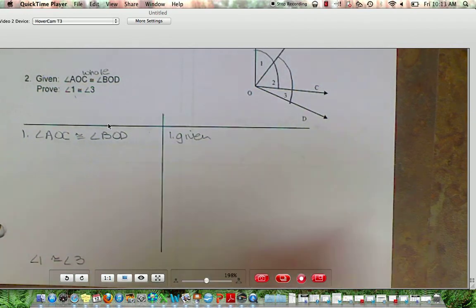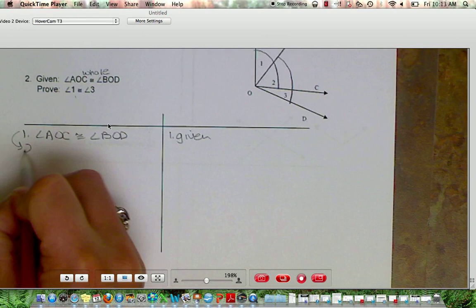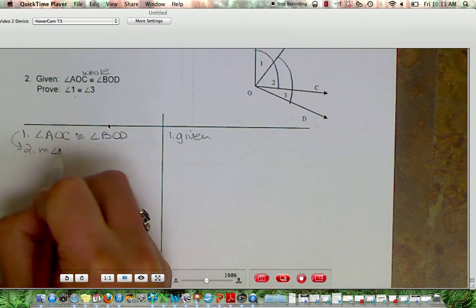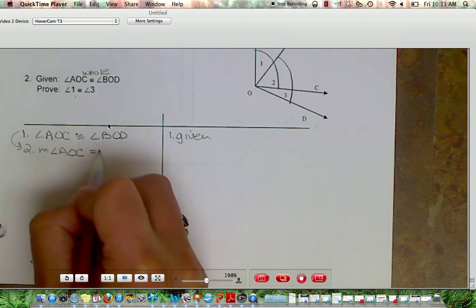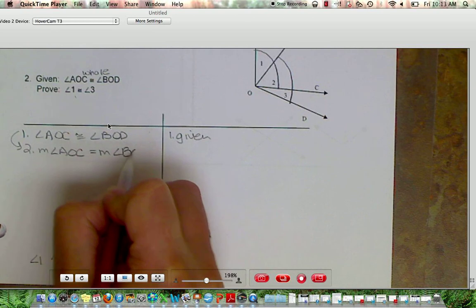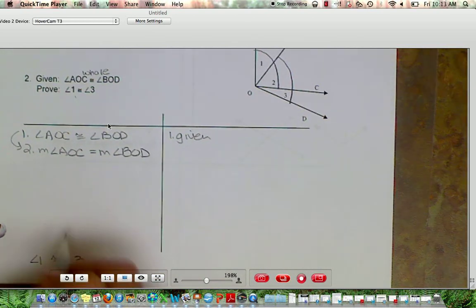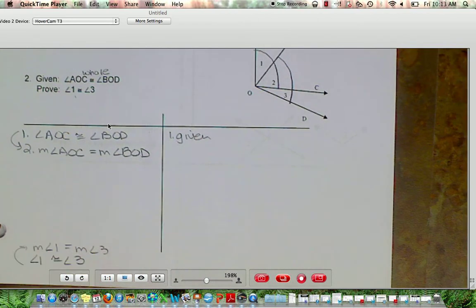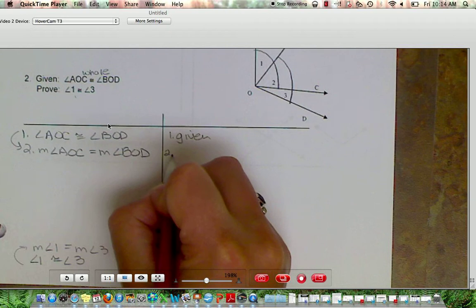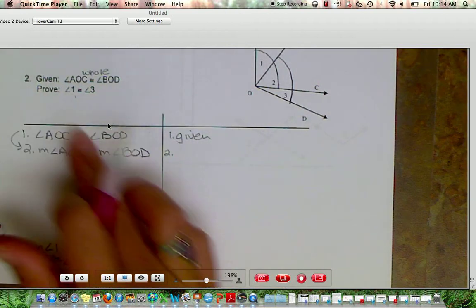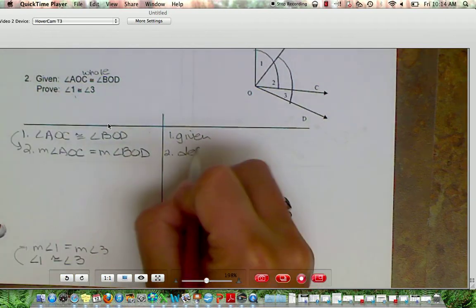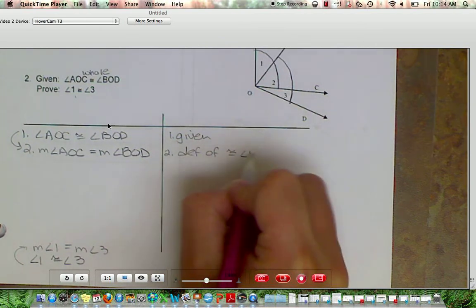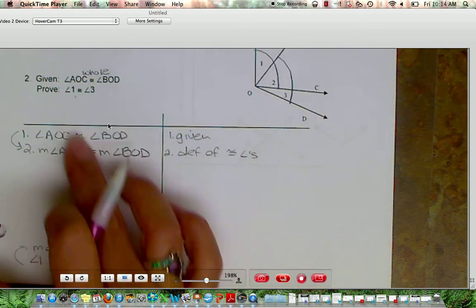Okay. So we're going to do our conversion step to switch these to equality. The measure of angle AOC equals the measure of angle BOD. And we'll do it at the bottom as well. The measure of angle 1 equals the measure of angle 3. So we convert that to equality. Anytime we convert from congruence to equality, that's the only thing that's switching, is definition of congruent angles. So it goes at the end of the switchover.